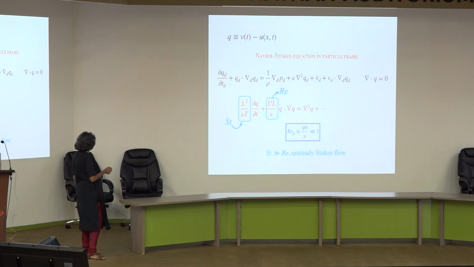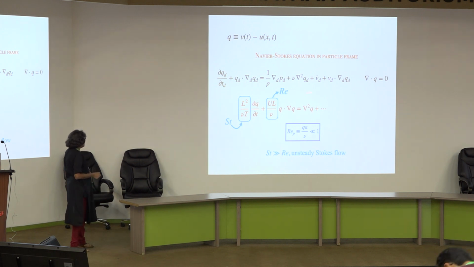So the particle velocity, we'll call it V, and the fluid velocity, we'll call it U, and Q is going to be the difference. We can write the Navier-Stokes equations in the particle frame of reference moving with V, and this is what we get.